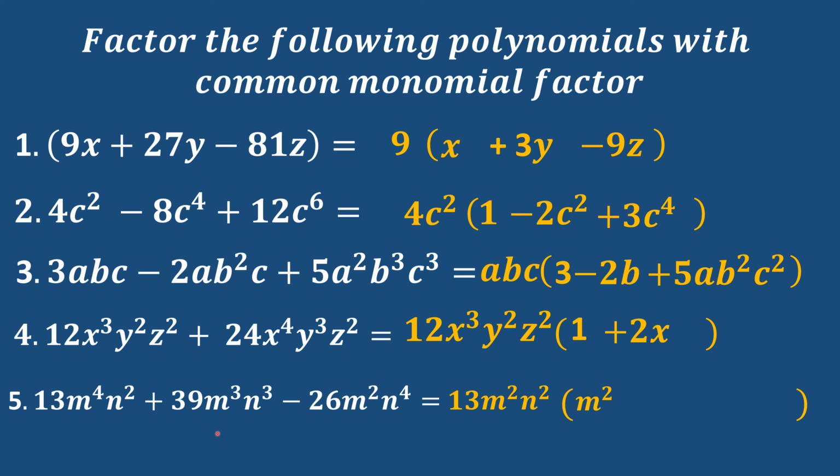So therefore, let's proceed to the second term divided by our common monomial. 39 divided by 13 will give us a 3. And so far, we have m cubed n cubed divided by m squared n squared, which will give us 3mn, because if we multiply this, it will give us 39m cubed n cubed. And then the last term, 26m squared n to the 4 divided by 13m squared n squared, this will be our answer. So therefore, that answers number 5.